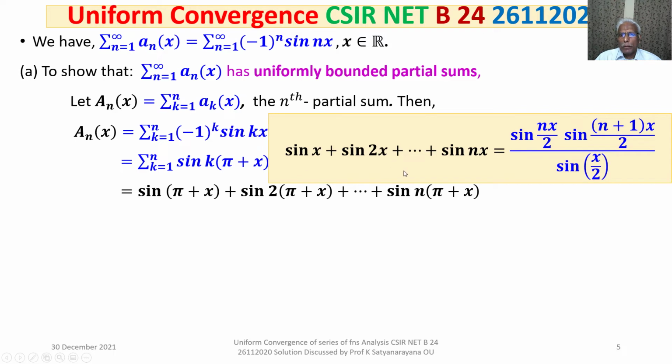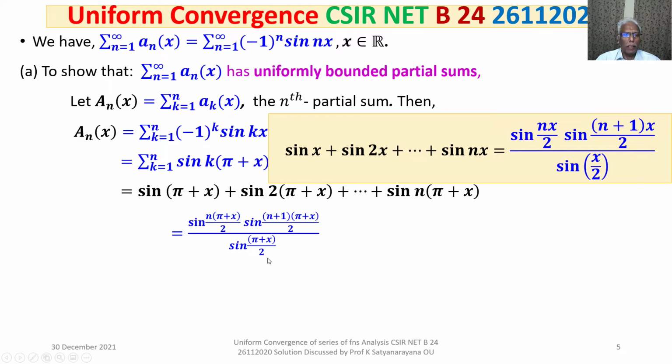Now, to get this sum, wherever there is x, you just replace it by π + x, and you will get the sum. So that will be equal to sin(n(π + x)/2) into sin((n+1)(π + x)/2), divided in the denominator by sin((π + x)/2). So that is the result we have written.